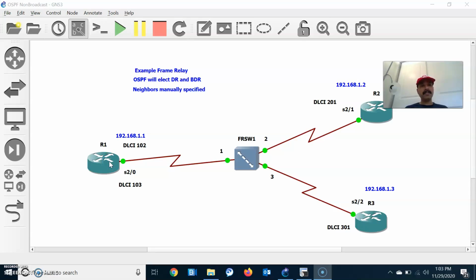Today I'm going to show OSPF non-broadcast over a frame relay network. An example of a non-broadcast network is frame relay. Since it is non-broadcast, I have to manually configure the neighbor relationship. I have to specify the neighbor relationship.